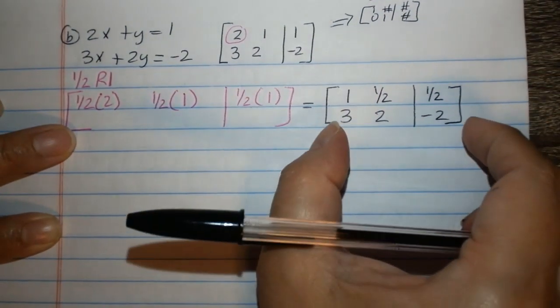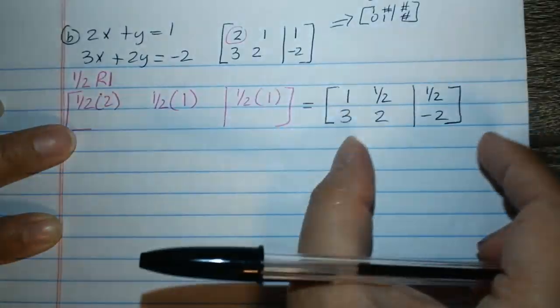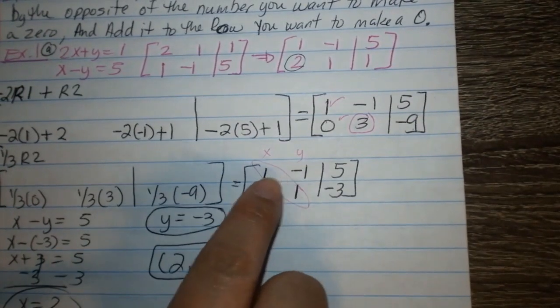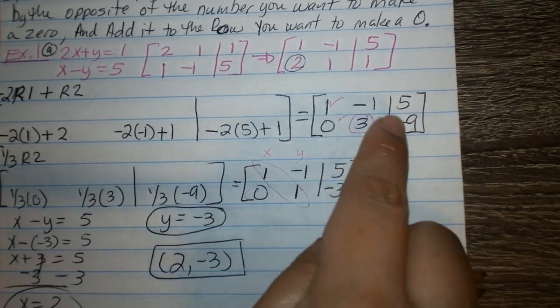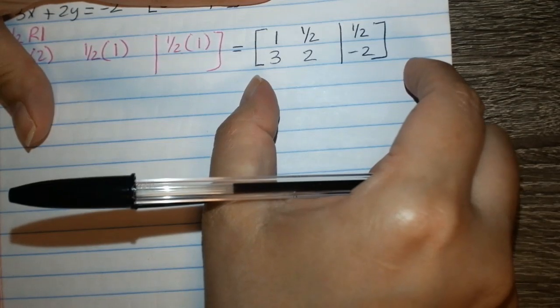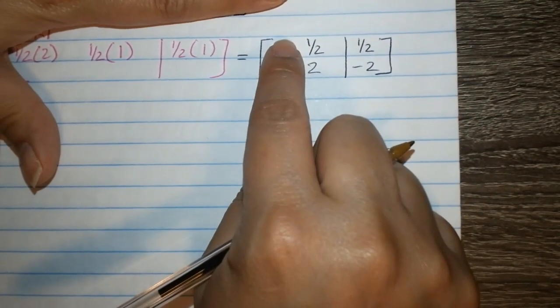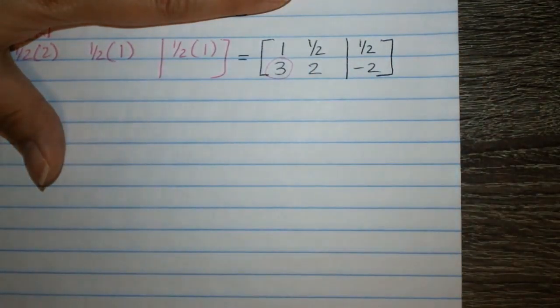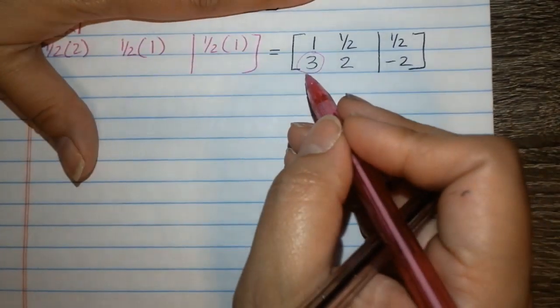And now I work from here. You never go back to the original. Now you're working from here. So here we just went to the previous one. So we don't go back to the original. Forget this. This is your new one. So I have a 1, but now I have to make this guy a 0. I have to make the 3 a 0.